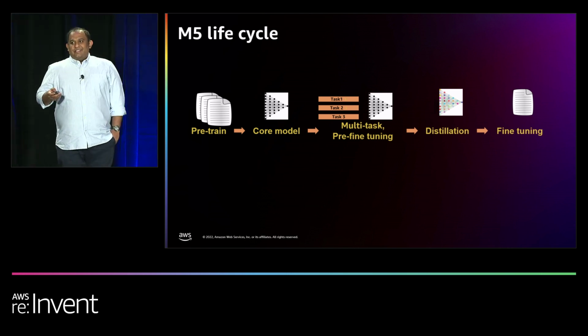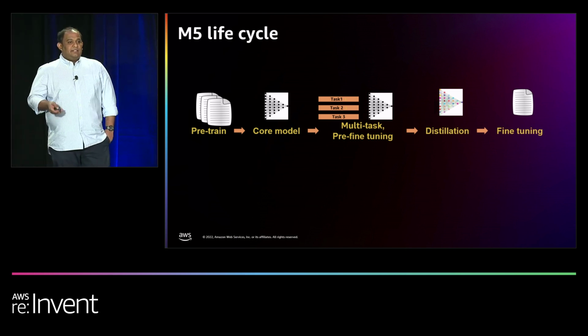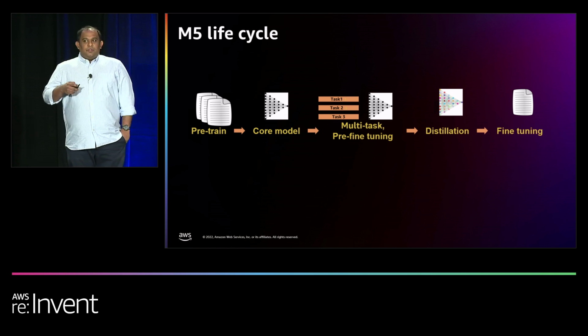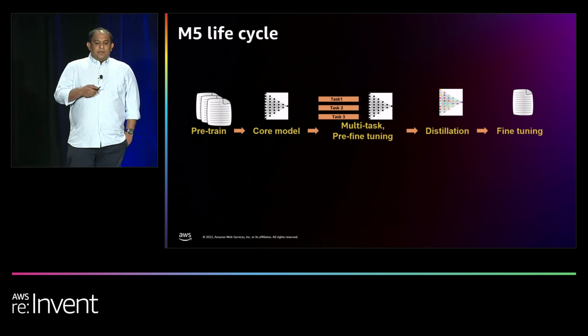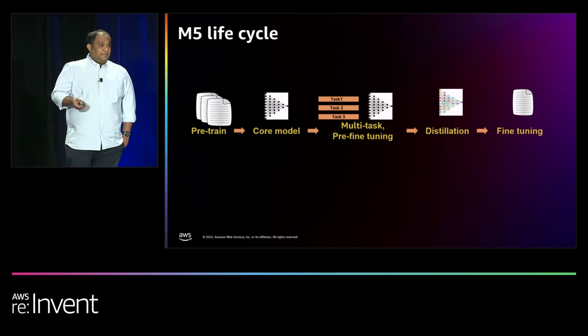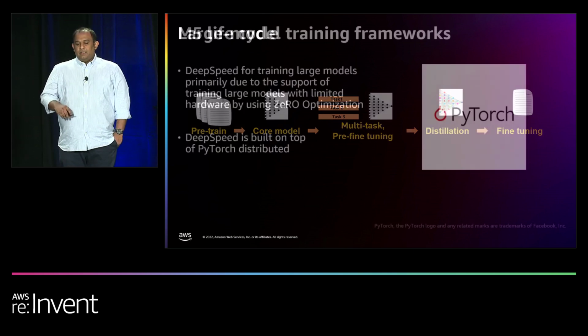But if you go through this, it's not like one model is getting trained, or one model is getting distilled, or one model is getting multitask fine-tuning. There are lots of experiments which keep happening in this. So when we decided on this life cycle, which is the first thing that we did, the second thing we have to decide is what are the frameworks out there that we have to select.